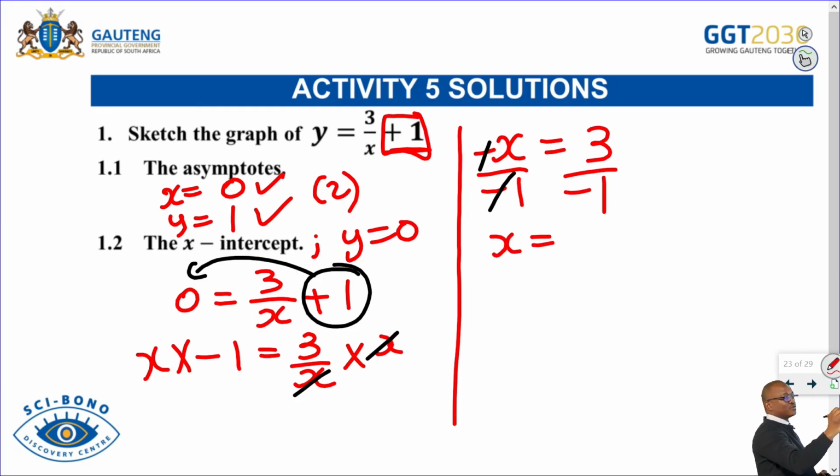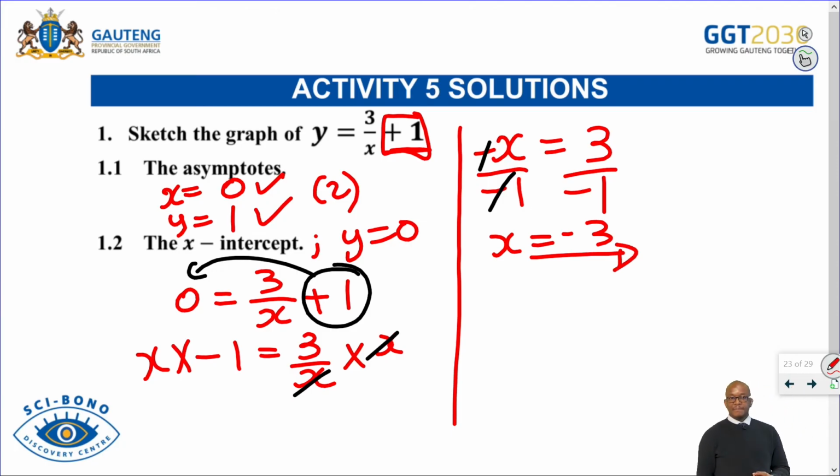So x is going to be negative 3. That's how you determine the x-intercept. The first mark we get by equating the equation to 0, and then we have the x-intercept there. This type of question can come in 2 marks, so you just have to make sure that you know how to substitute your 0 and how to simplify to make x the subject of the formula.